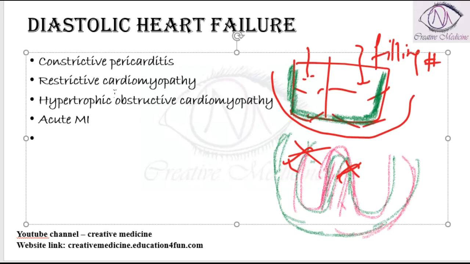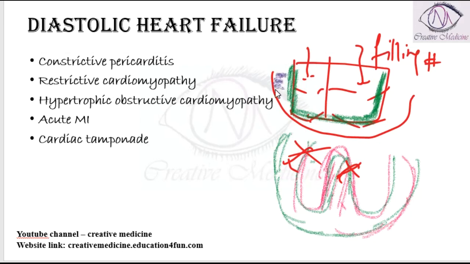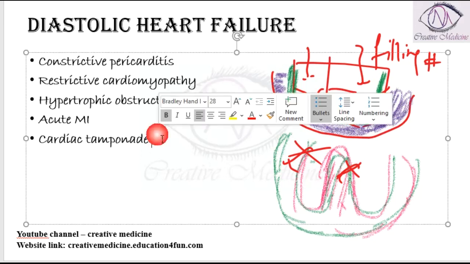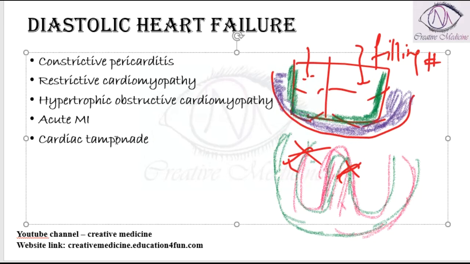to overcome the obstruction. Then cardiac tamponade. In cardiac tamponade, there is fluid filled in the pericardium. Because of this tense, high-pressure fluid in the pericardium, even if the heart is trying to expand, it cannot expand against the fluid. As a result, there is impaired filling leading to diastolic heart failure.